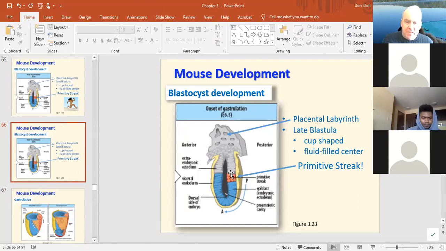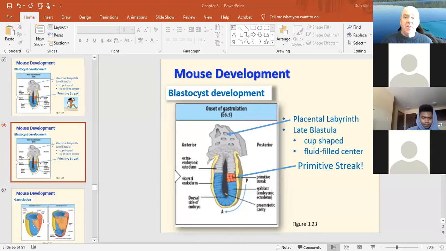So anyway, at this point, you get a buildup of cells here, and this is going to start the primitive streak. Because it's starting here, that will be your posterior end. And then the anterior end ends up over here, and the head ends up over here. So that's your anterior-posterior axis developing there. So now we're going to gastrulate. And the weird thing about the mouse in general, and this is specific to mice and not all mammals, is that it's inside out.